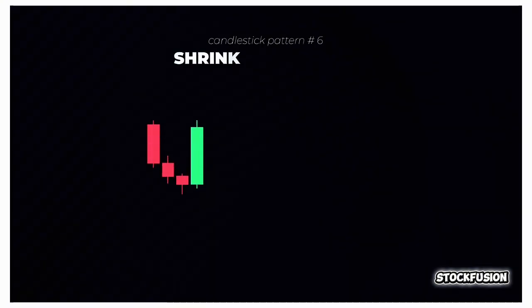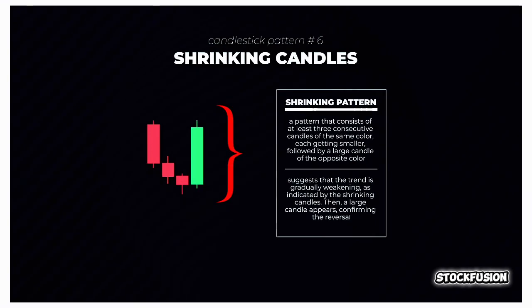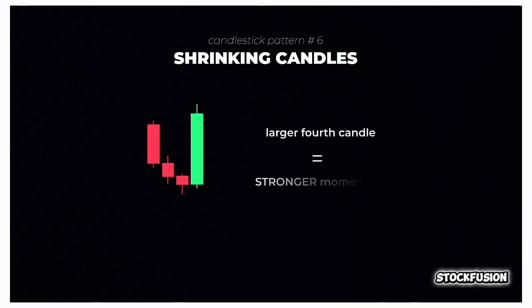Pattern number 6 is shrinking candles. This is a candlestick pattern that consists of at least 3 consecutive candles of the same color, each getting smaller, followed by a large candle of the opposite color. This pattern suggests that the trend is gradually weakening, as indicated by the shrinking candles. Then, a large candle appears, confirming the reversal. The size of the fourth candle affects the likelihood of a successful reversal. Larger candles show stronger momentum, increasing the probability of a reversal. I recommend looking for a pattern where the fourth candle closes above the second candle.